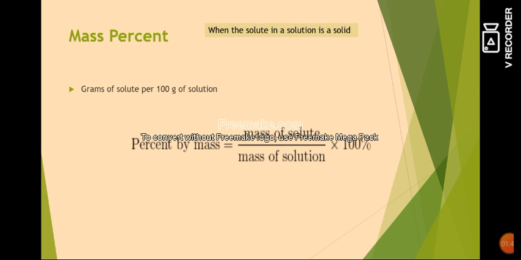Mass percent. When the solute in a solution is a solid, a convenient way to express the concentration is mass percent, which is gram of solute per 100 gram of solution. Mass percent can be determined by the formula: percent by mass is equal to mass of solute divided by mass of solution, multiplied by 100.